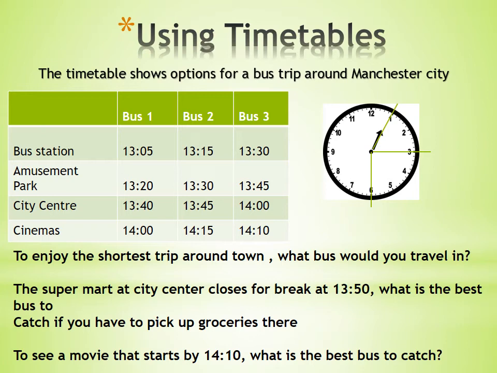Let's see bus 2. If we stopped at the bus station and then we started rushing to pick up groceries, bus 2 might not be so nice. Then bus 3, of course, it's already after the break, so it would have been closed. The best option is bus 1, right? Yeah, so we choose bus 1 so that we can catch up with the time to pick up our groceries before the break starts.